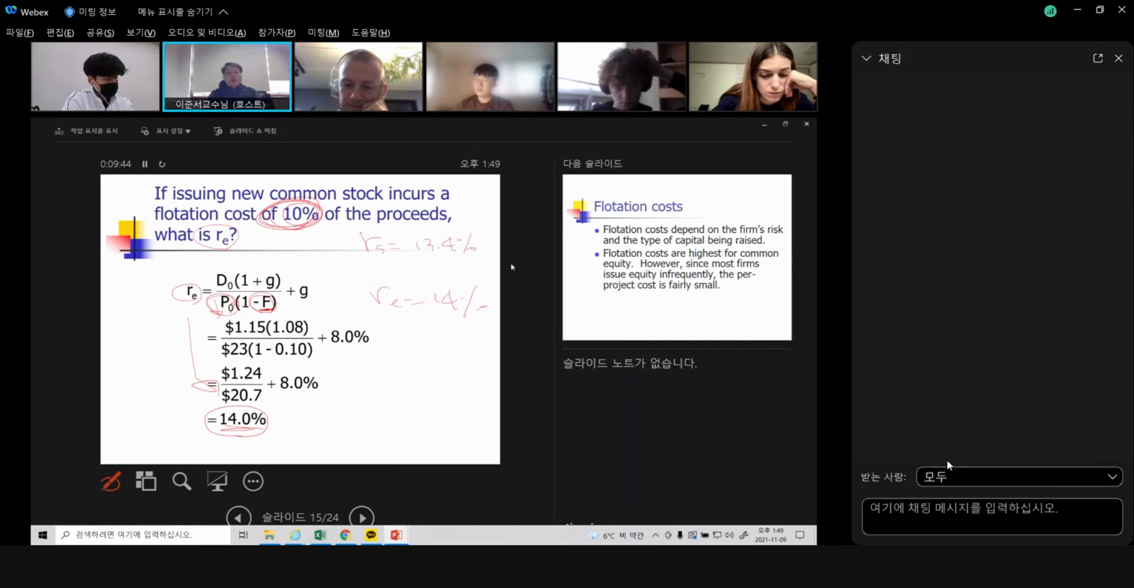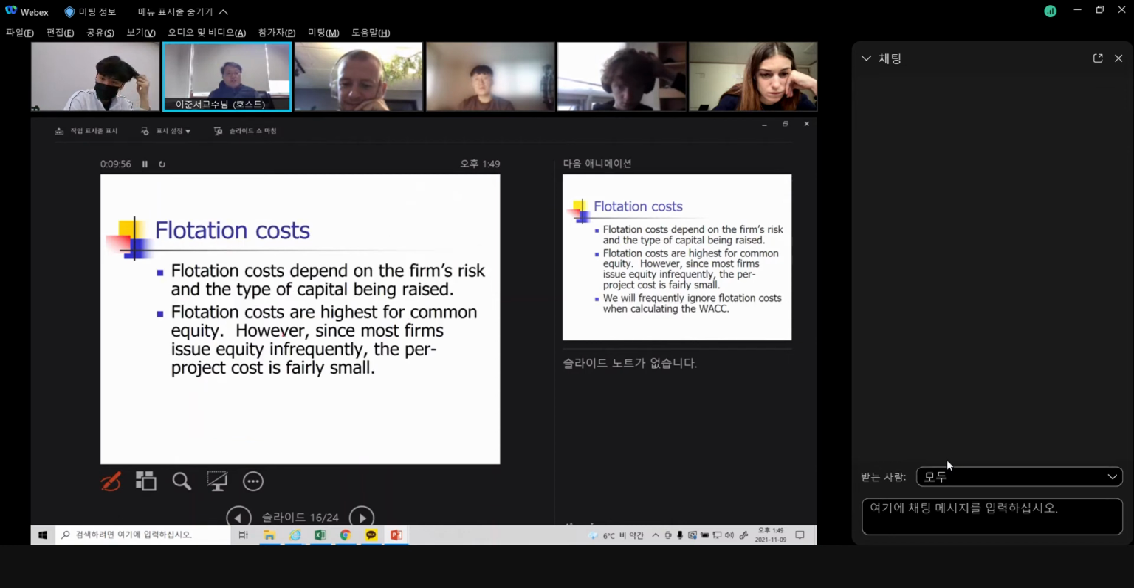So here is the example of the calculation of the RE, right? So flotation cost depends on the firm's risk and the type of capital being raised. The flotation cost is the highest for common equity. So the flotation cost when issuing common equity is higher than the flotation cost when issuing a bond, right? The common equity's flotation cost is highest compared to other financial instruments. However, since most firms issue equity infrequently, the per-project cost is fairly small, right?